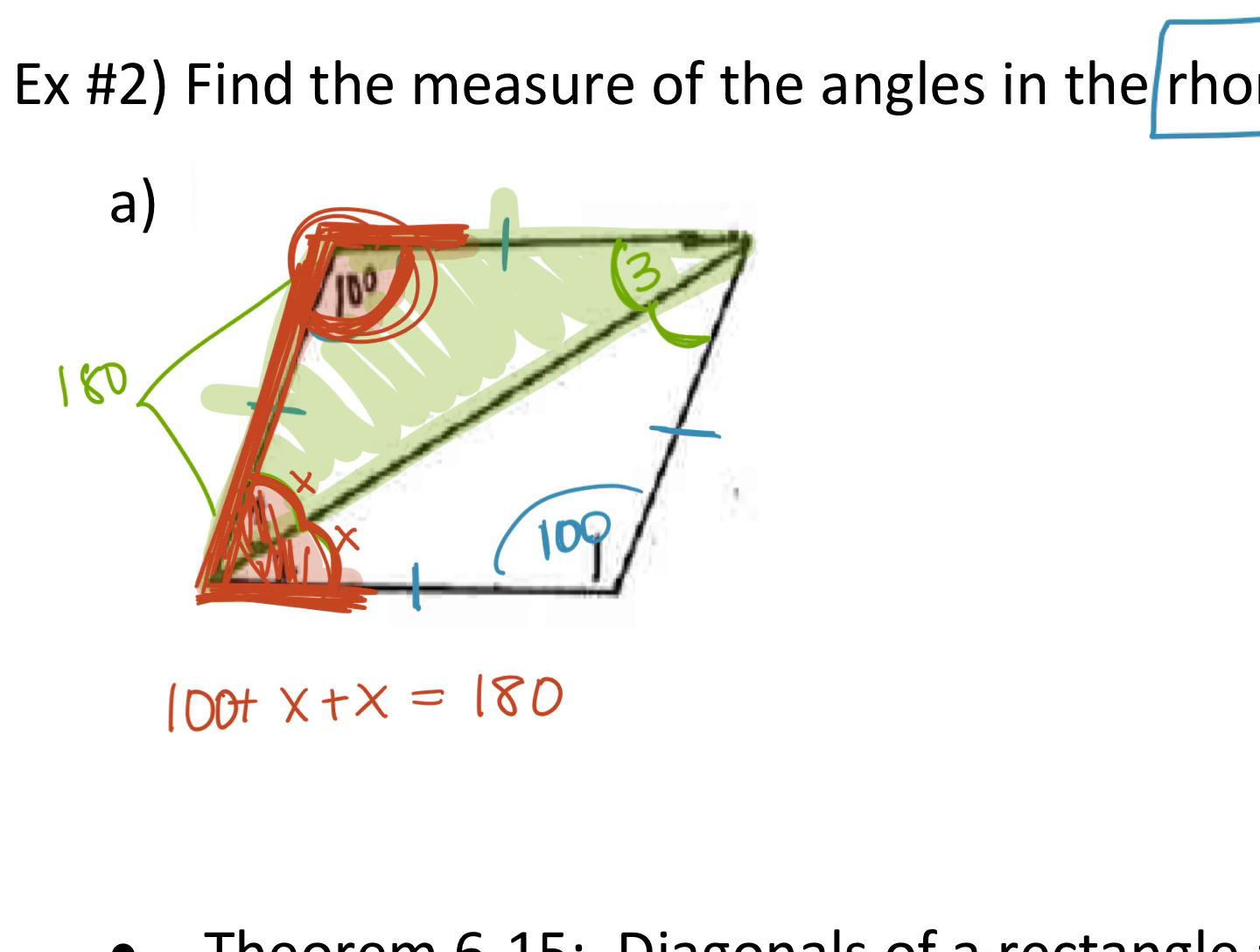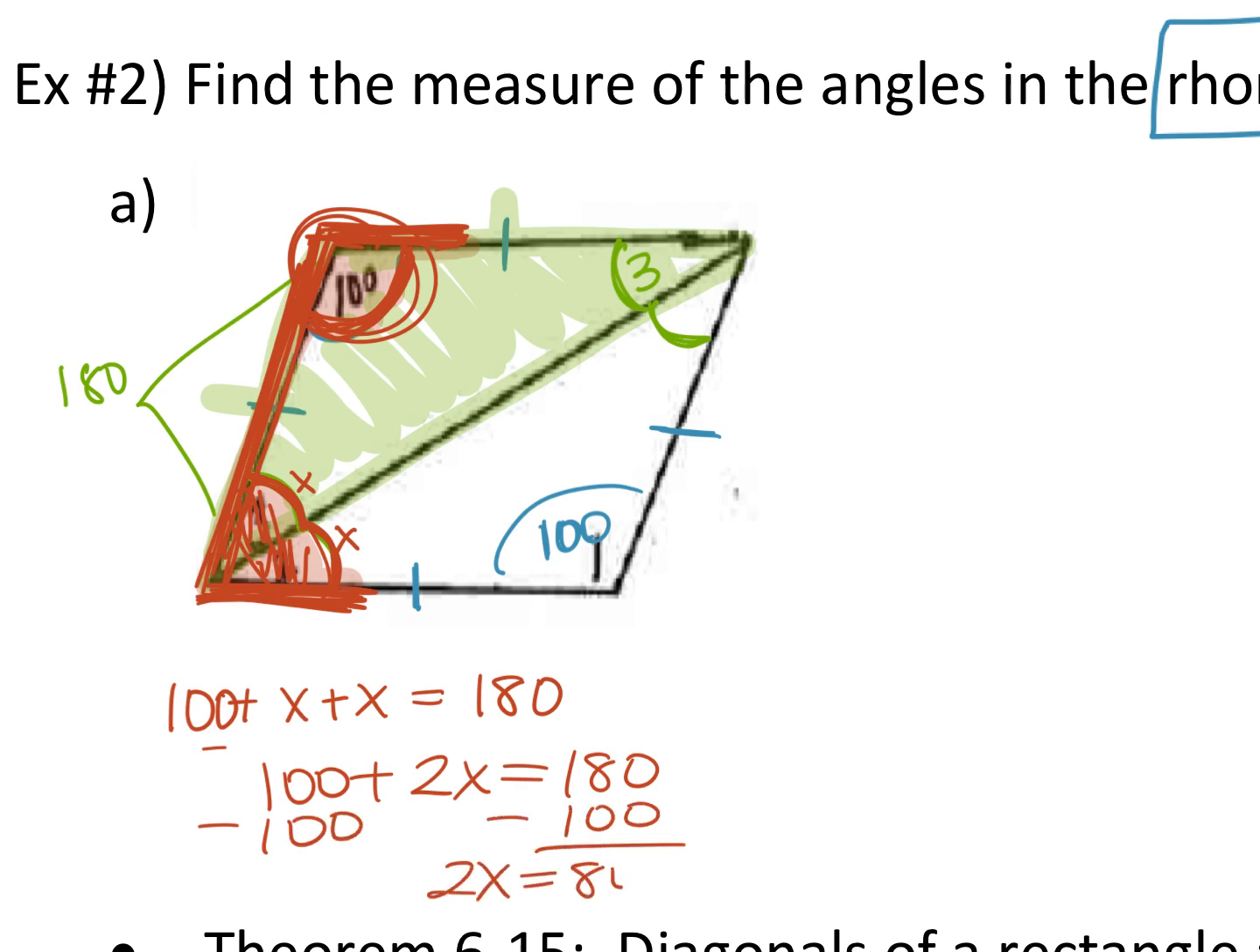So why don't you read it, Shreya? Okay, so here it is. You have 100 plus X plus X. So it's 100 plus 2X equals 180. We're going to take away the 100. So 2X equals 80. And then we're going to divide by 2. So X is 40.